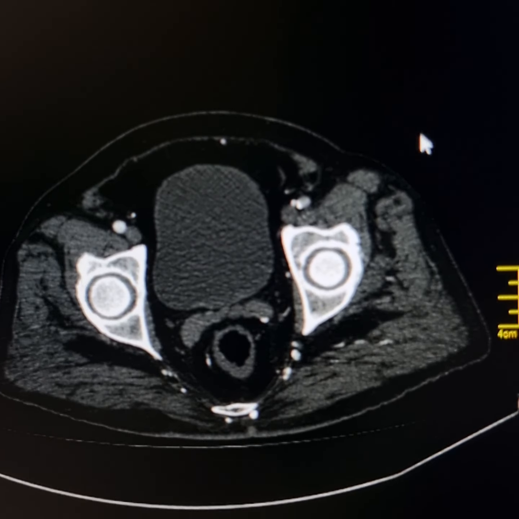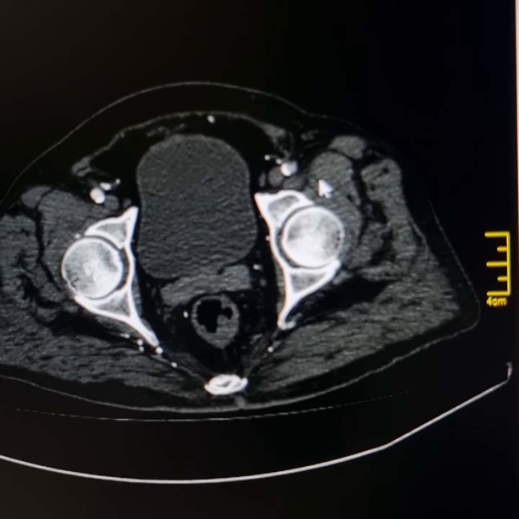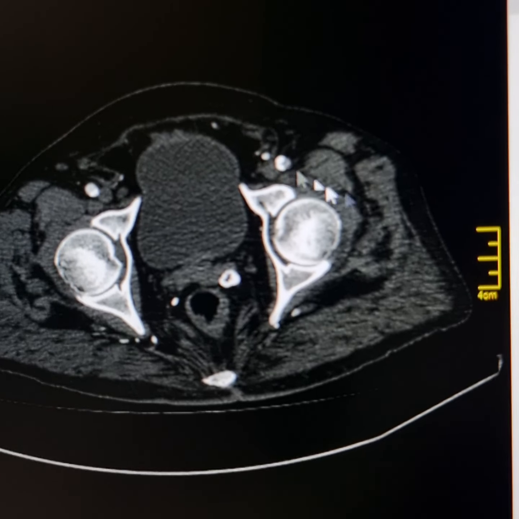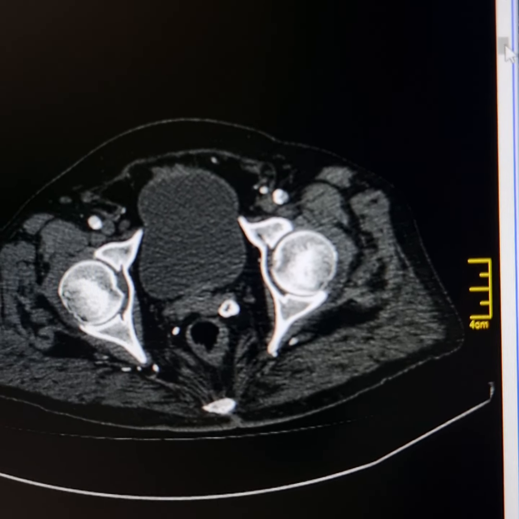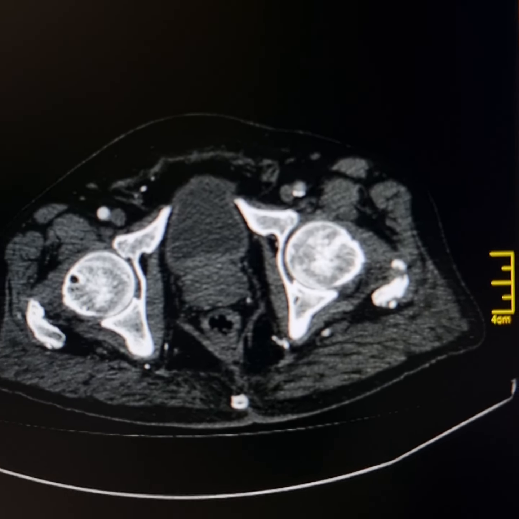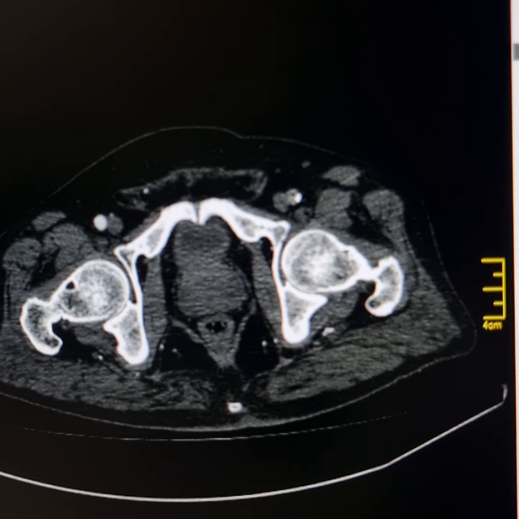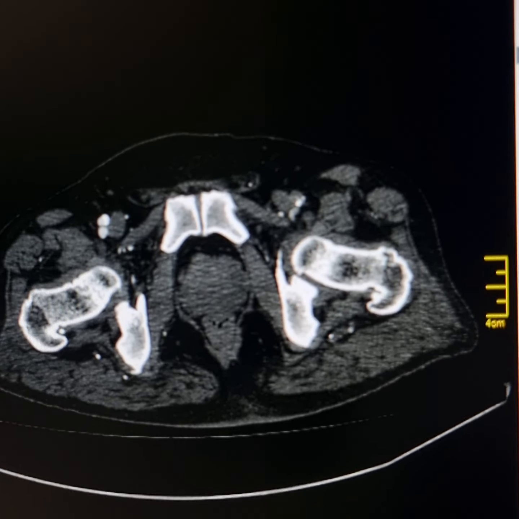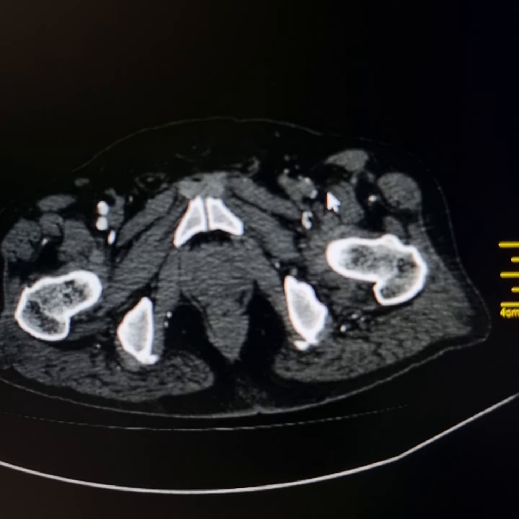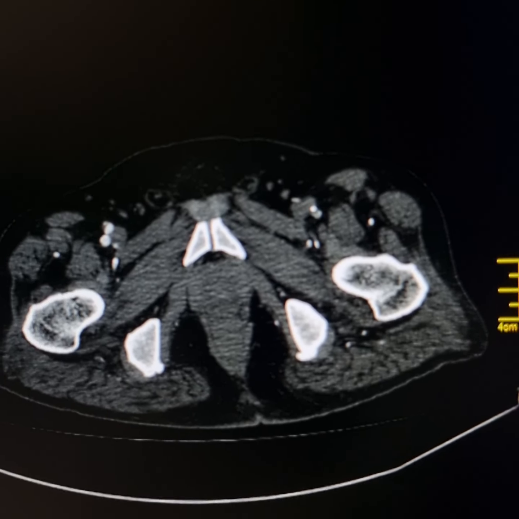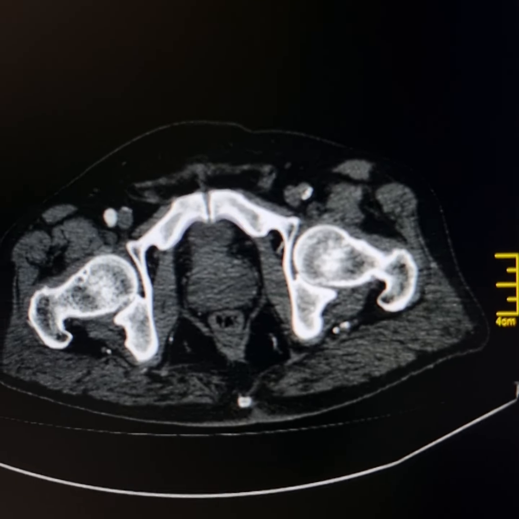This basically was done for left lower limb. Now please observe moderate, almost 50% diameter stenosis of left common iliac, external iliac artery. Now from this region onwards, left femoral artery is not opacified.